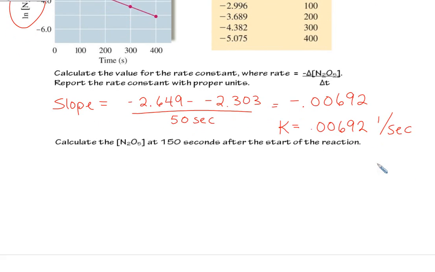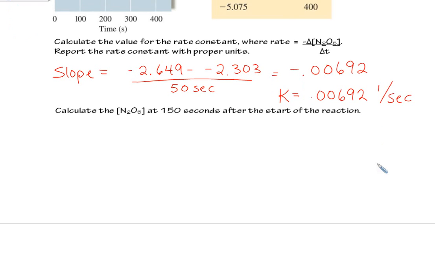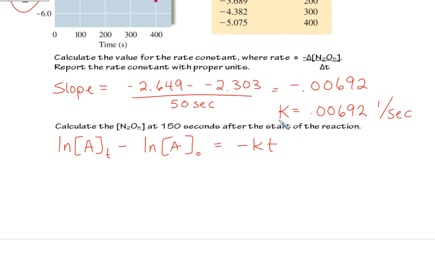Now here's what you can do with this integrated rate law. I'm going to write the rate law the exact same way that it's used in the packet, because you don't have to memorize this. You're going to want to look it up in the AP packet. In the packet, it's written like this: natural log of A at time t minus natural log of A initial equals opposite kt. We can use this expression then to calculate the concentration of that reactant at a particular time in the reaction, after 150 seconds. All you got to do is sub in.